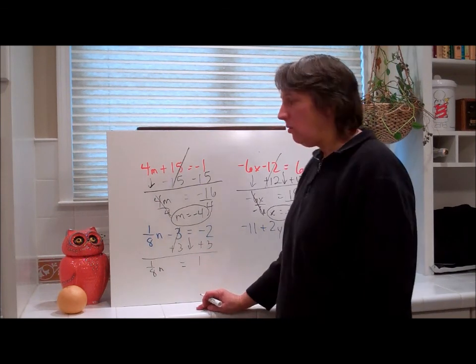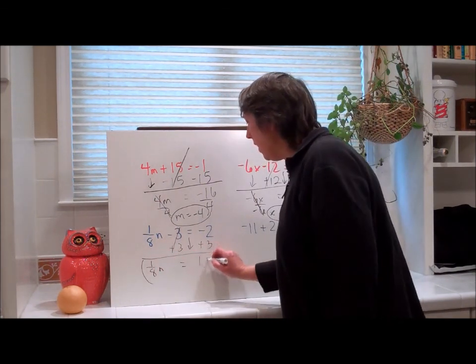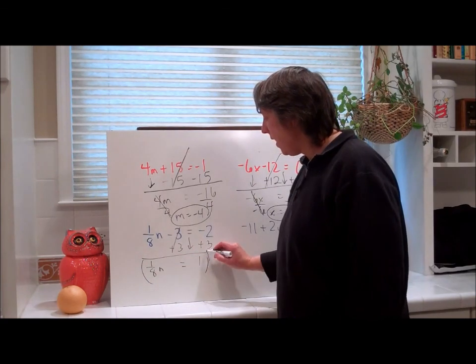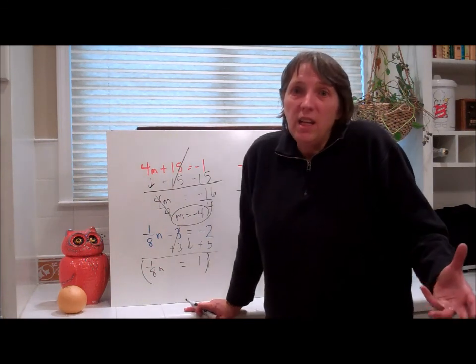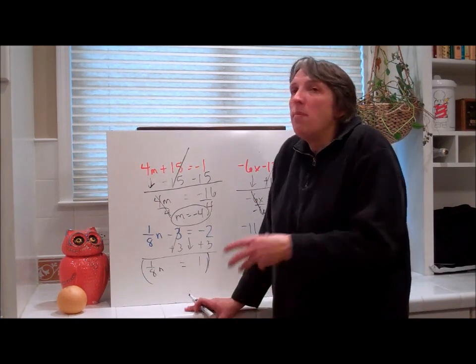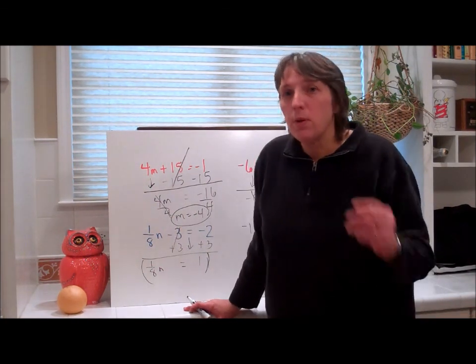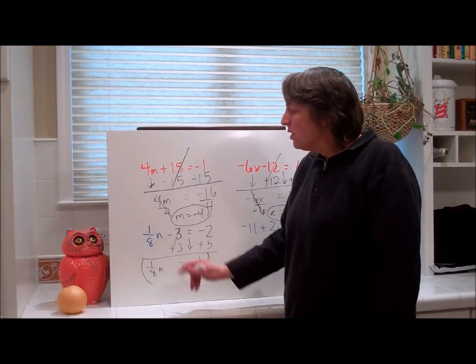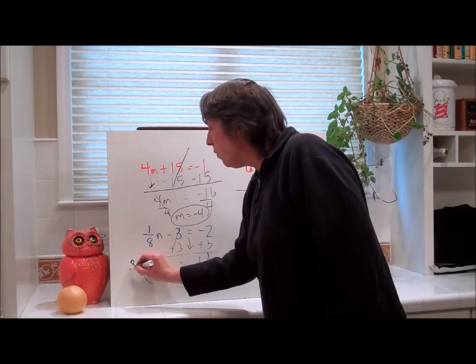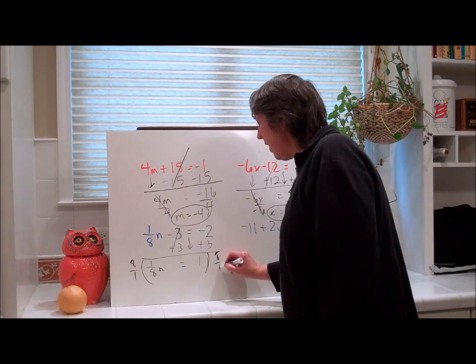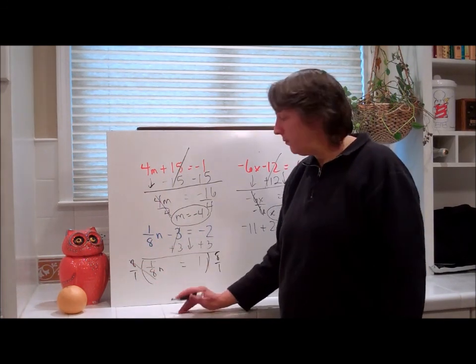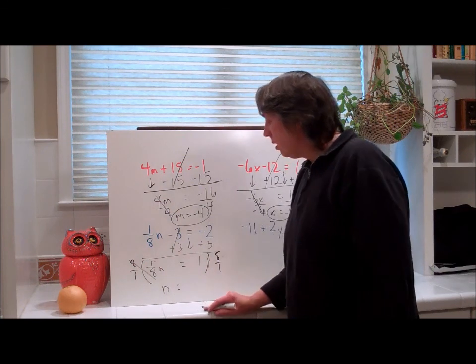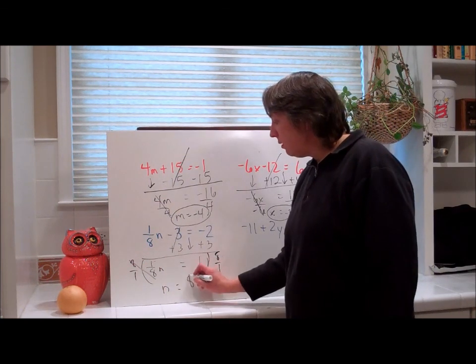What do I do now? My coefficient's a fraction, so I'm dividing. When I'm dividing by a fraction, I'm actually multiplying by the reciprocal. Don't forget that. So immediately, I have to multiply by the reciprocal, 8 over 1. 8 over 1 times 1/8 is 1n. And then 1 times 8 is 8.